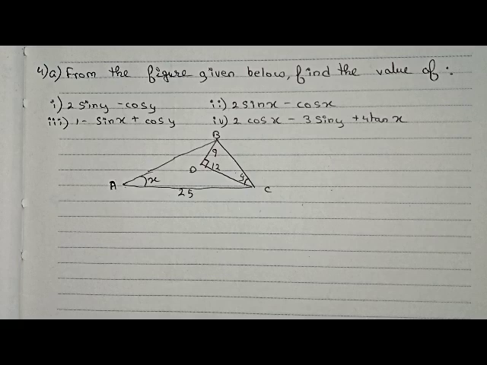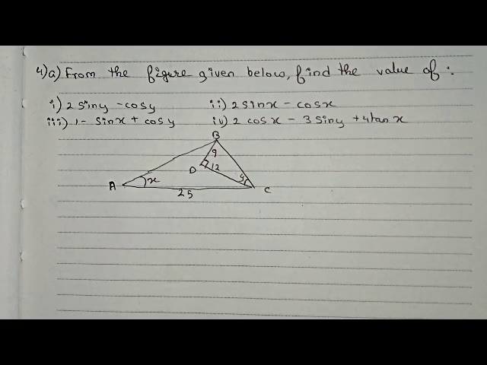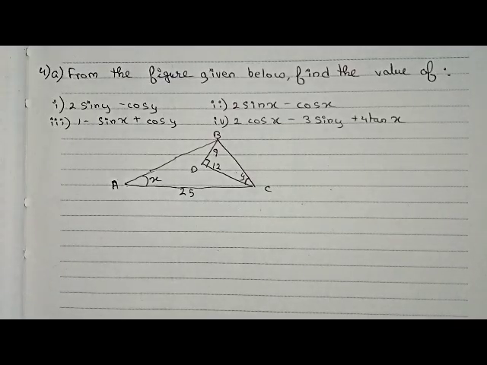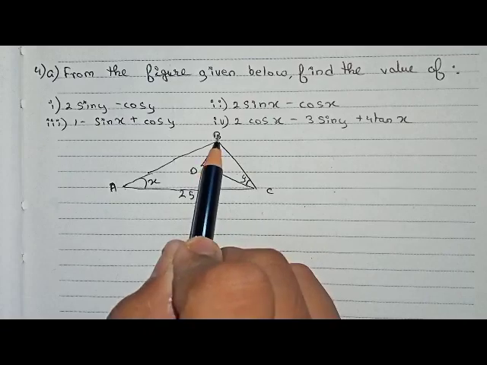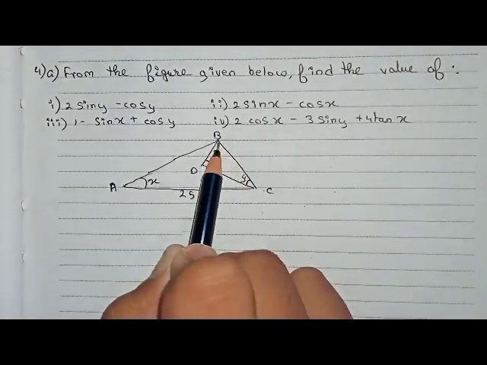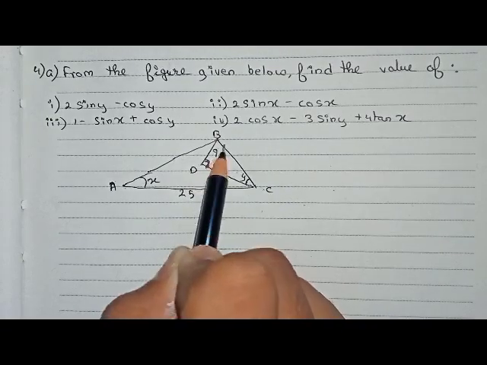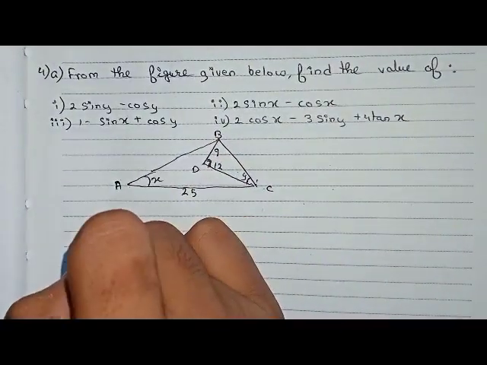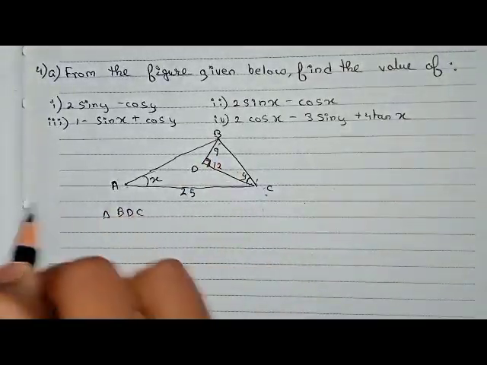Question number 4a. From the figure given below, find the value of 2 sin y minus cos y, 2 sin x minus cos x, 1 minus sin x plus cos y, 2 cos x minus 3 sin y plus 4 tan x. So this is our diagram. First, in triangle BDC, we will find out this BC. The right angle is at D, hypotenuse is BC. So in triangle BDC, we have to find out BC only.